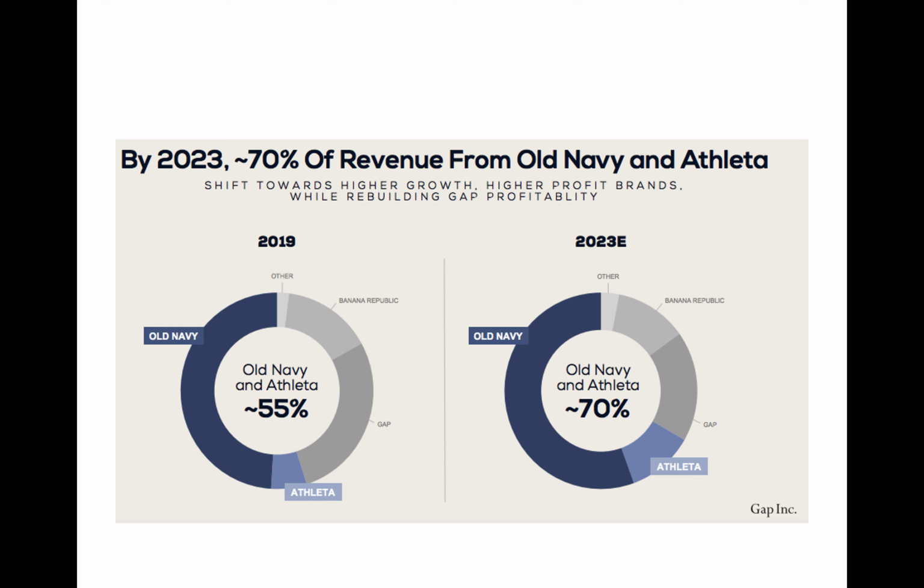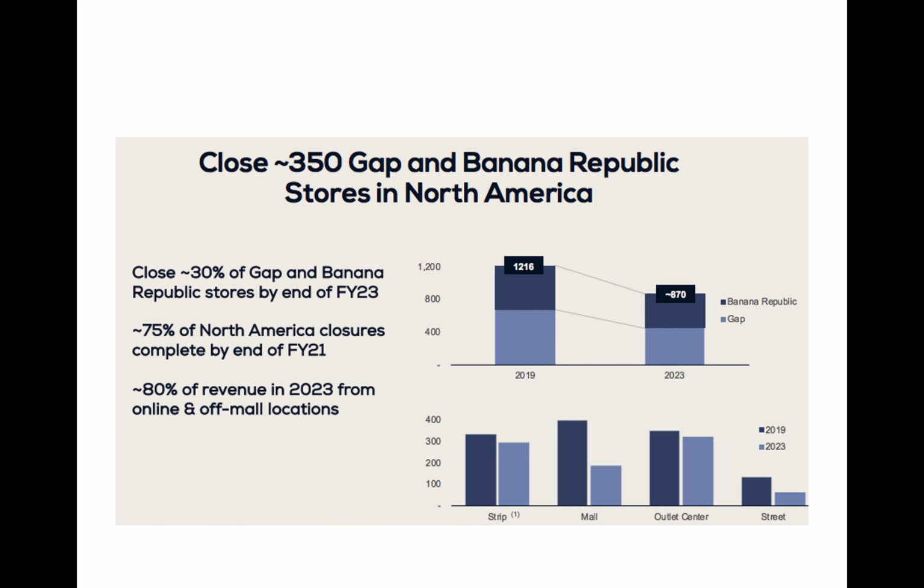Now, here's where we get to sales mix. It says on the left side, 2019, 55% of sales are Old Navy and Athleta. 2023 estimated 70% of sales to Old Navy and Athleta, because they think that's where the growth is, and more importantly, where the profit is. So it says underneath the main heading, a shift toward higher growth, higher profit brands. This is the change of sales mix. The mix of your products is going to increase in Gap's from Old Navy and Athleta sales. They want more of that.